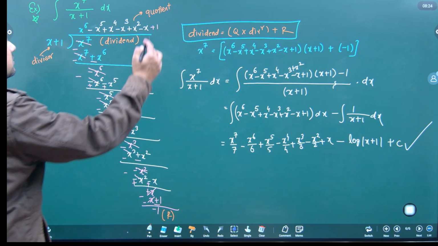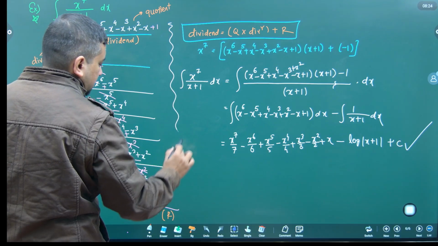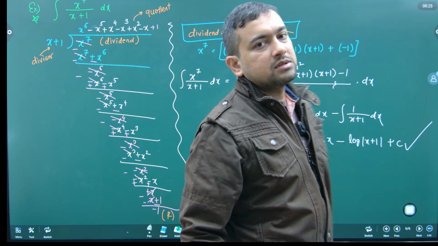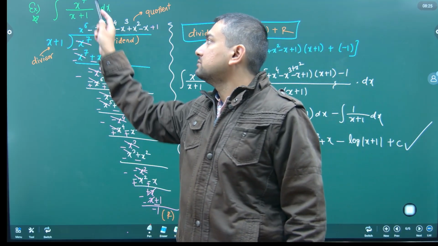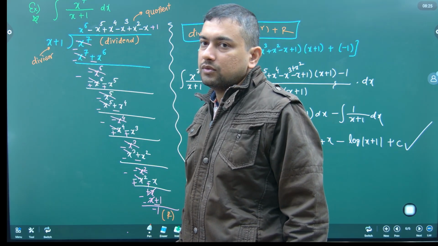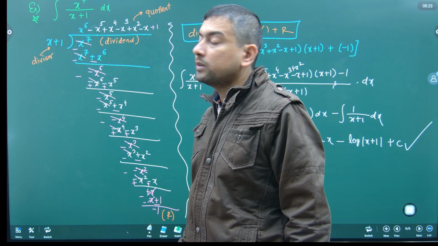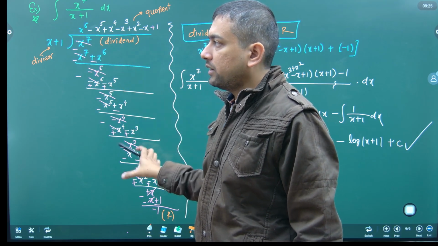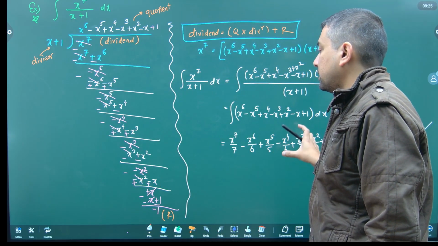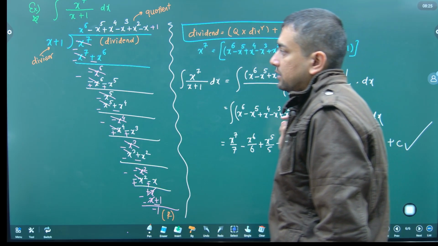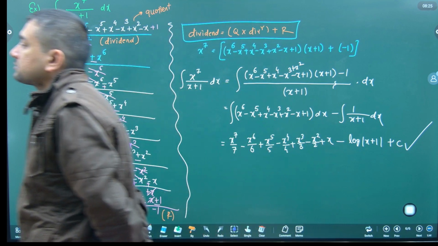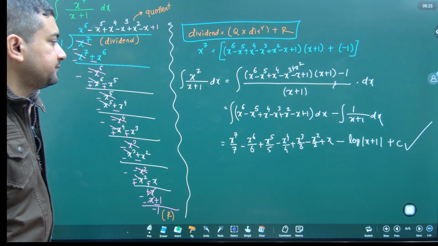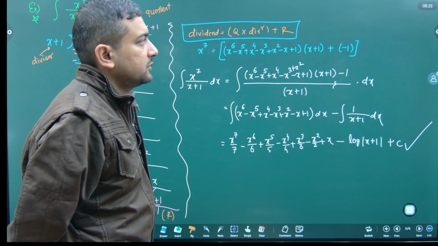Alright, please remember this example. Definitely there are chances you will get such type of example. What is the concept? The concept is pretty simple: whenever the degree of the numerator is greater than the degree of the denominator, go with the division formula, and this is how you can find the integral. Okay. So, this part is clear. Alright, note down this.